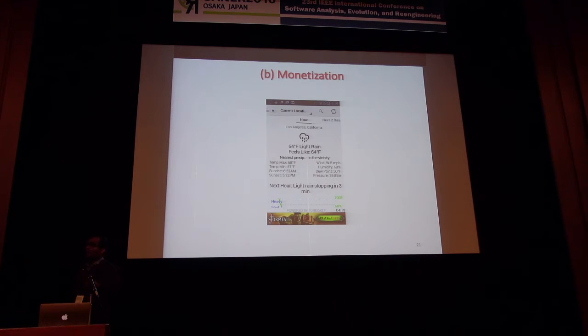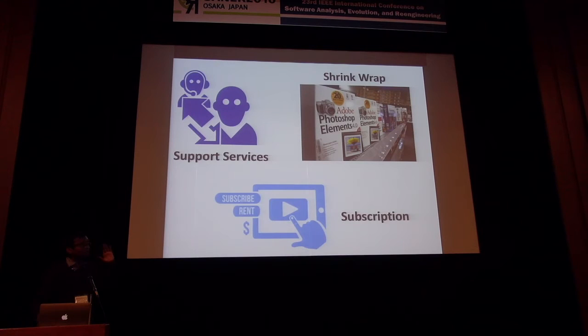The second difference is monetization, right? A lot of apps are now monetized through the free or freemium model. Free, monetized through advertisements, or freemium, where they are monetized through in-app purchases. And in the past, software was typically sold as shrink wrap, where you actually buy it, or sold through support services, or through subscriptions.